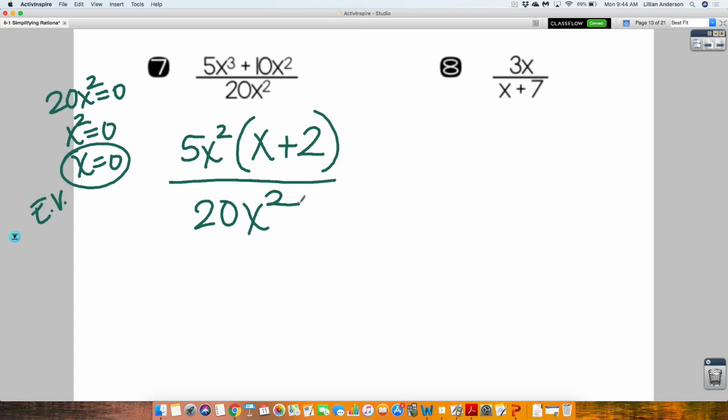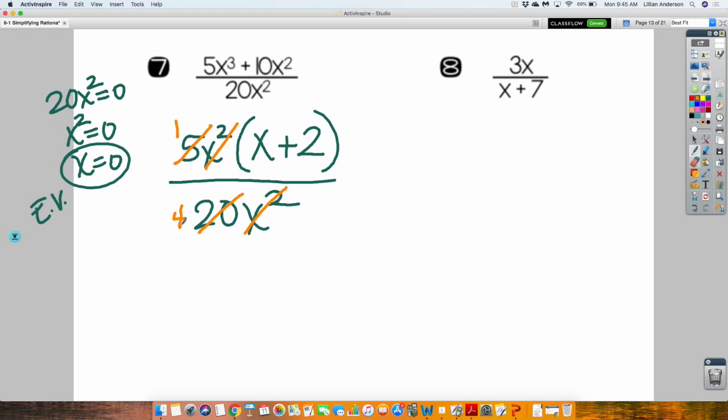But when I look between the top and the bottom, what do they have in common to simplify them? They have an x squared, and 5 and 20 have a number they both can go into, right? What number can both go into 5 as well as 20? What's 5 divided by 5? What's 20 divided by 5? So what we're basically doing is simplifying, reducing that fraction.